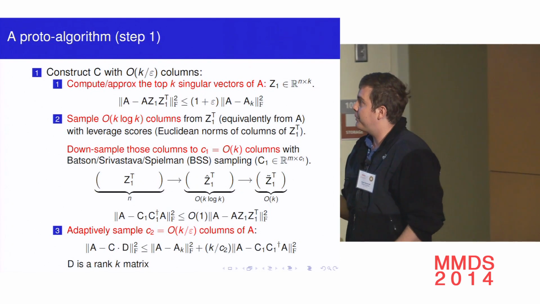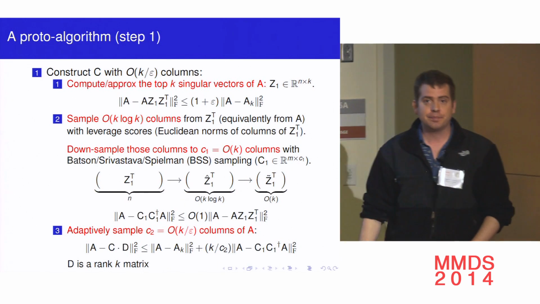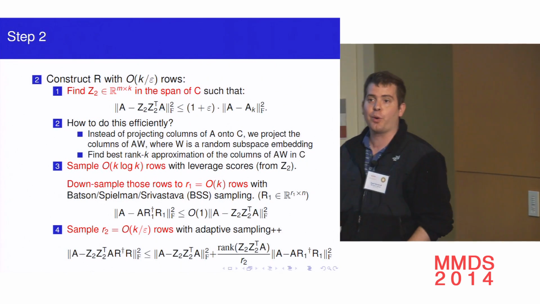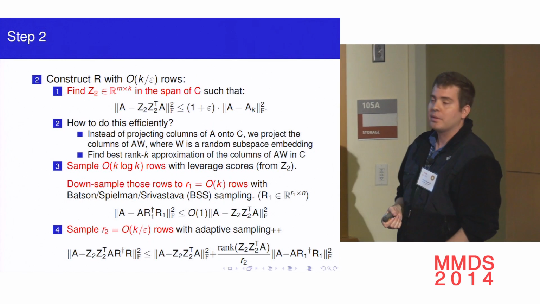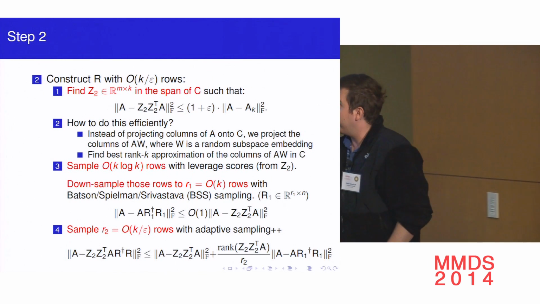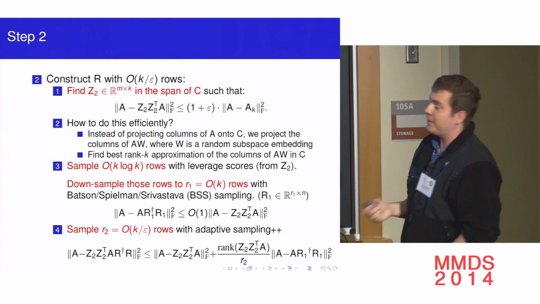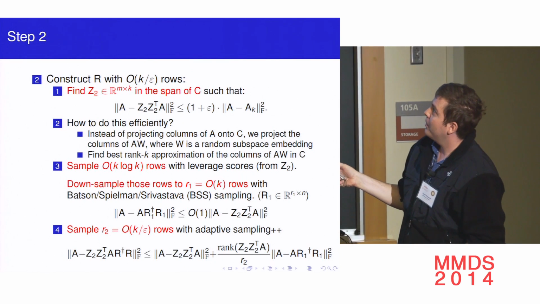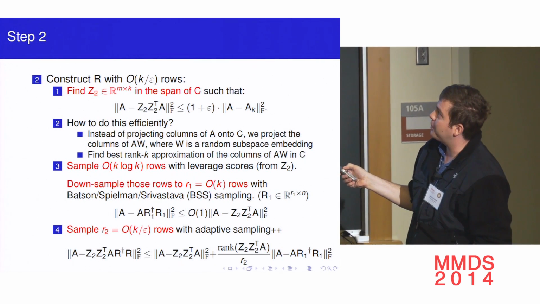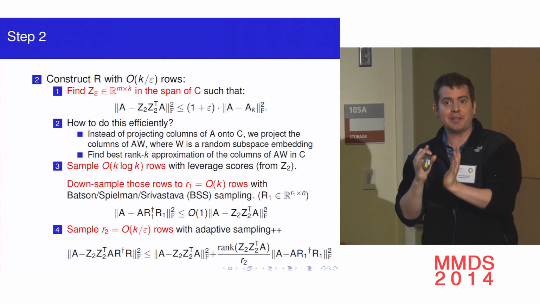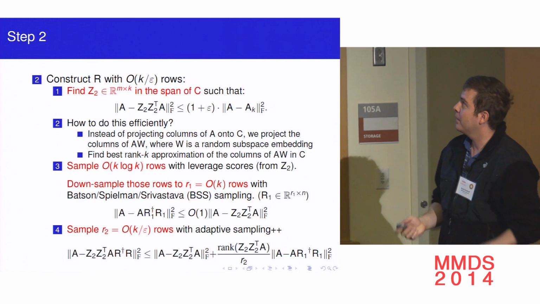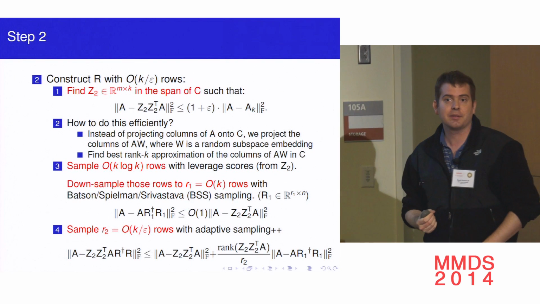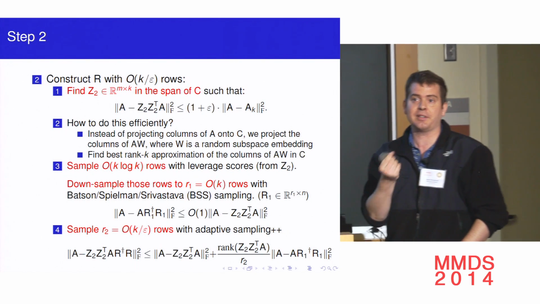Okay, so at this point we've chosen k over epsilon columns of A. Now what do we have to do? So the next thing to do is to get k over epsilon rows of A. The first thing to do is to use this observation I just mentioned about the columns that we've chosen. Namely, we know that there's some projection matrix, Z2 Z2 transpose, which projects onto a k-dimensional subspace of the columns we've chosen. So if I project the columns of A onto that k-dimensional space, I get a 1 plus epsilon approximation. That's what I've just argued, that there's some Z2 sitting inside of those columns.